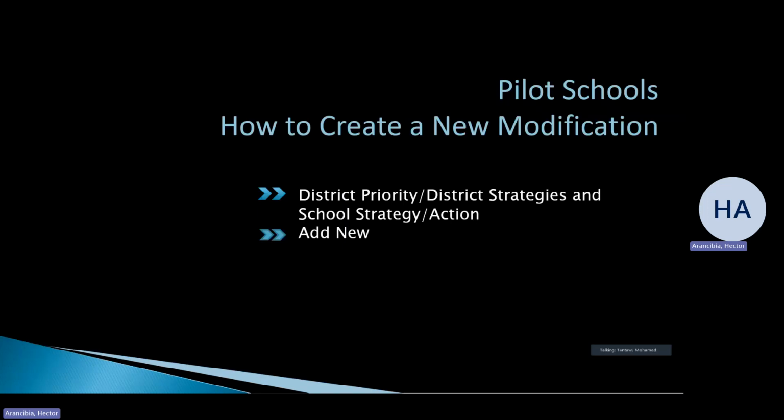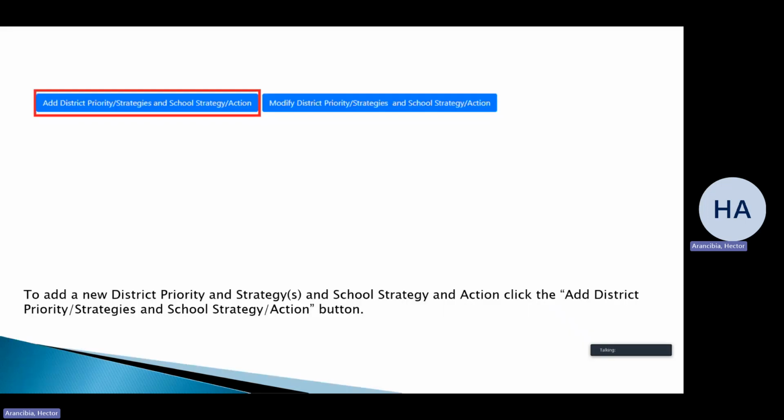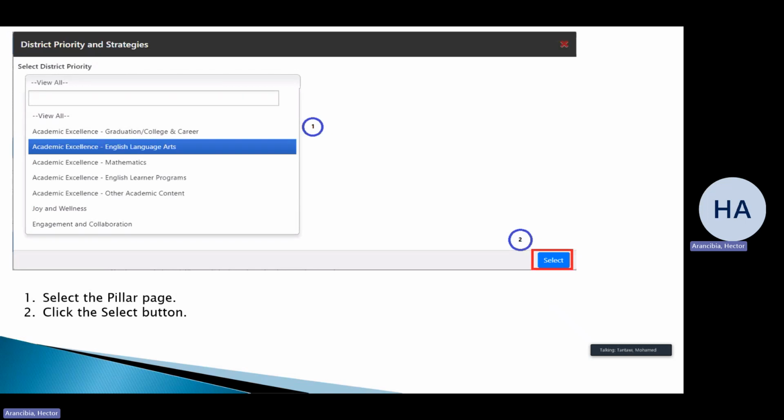In this next section, we'll illustrate how to create new district priority, district strategies, school strategies, and school actions. To add a new one, click on the Add District Priority/Strategies and School Strategy/Action button. Then select the pillar page and click on the Select button.